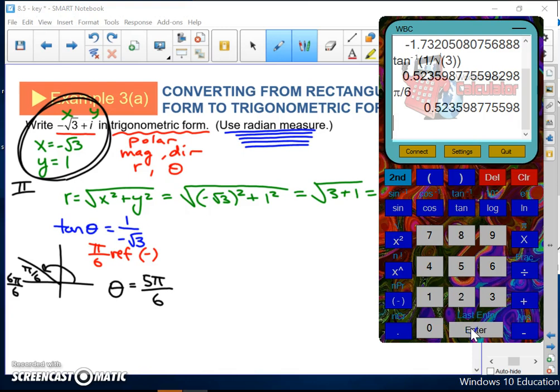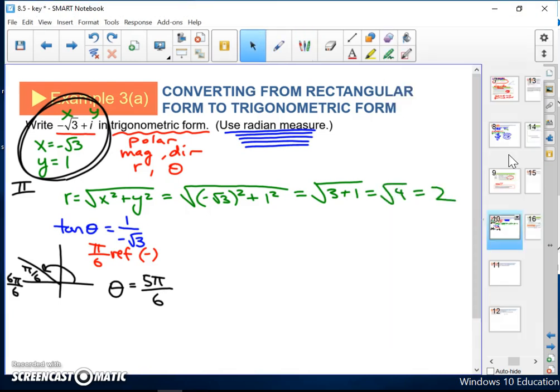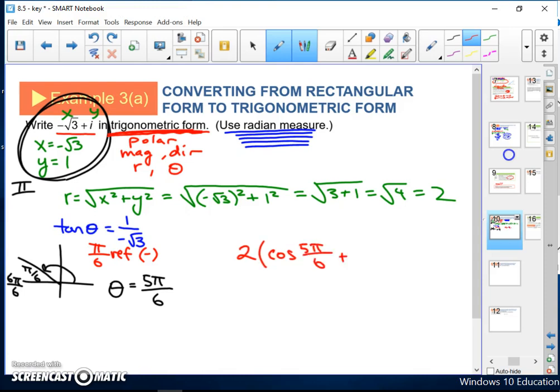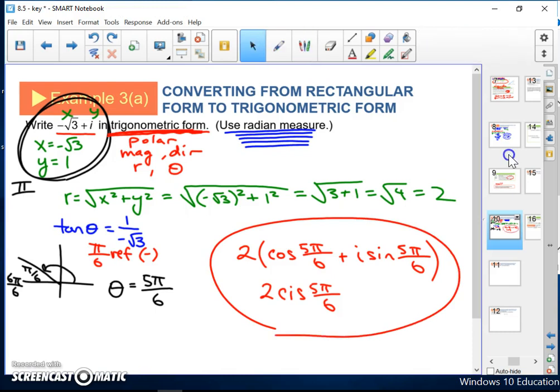Okay? So, I've got the magnitude. The magnitude was 2. And the direction angle is 5 pi over 6. So if I have to write it in polar form, remember that's what they asked me to do, right? Write it in polar form. That means magnitude times cosine of that angle plus i sine of that angle. That's polar form. Or the abbreviated version looks like 2 cis 5 pi over 6. I don't know about you, but I would rather use the abbreviated version. 2 cis 5 pi over 6 seems a lot easier to write. Okay, one or the other, that's polar form.